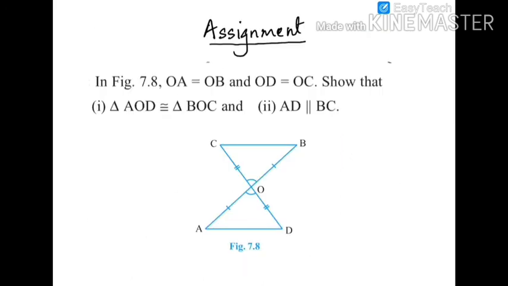With this, we come to the end of this video lesson. Your assignment for today is to write the answers of the two questions that we solved in today's video class and solve this example question taken from the textbook.